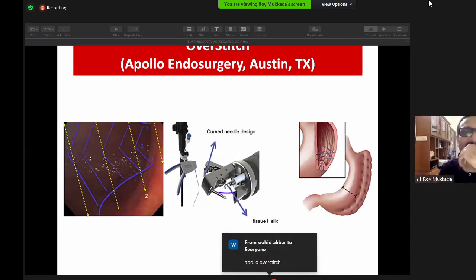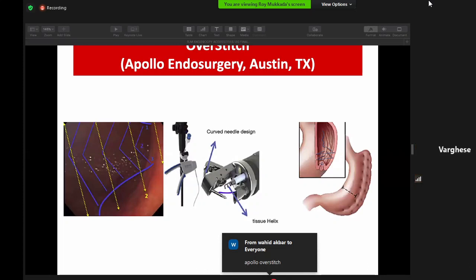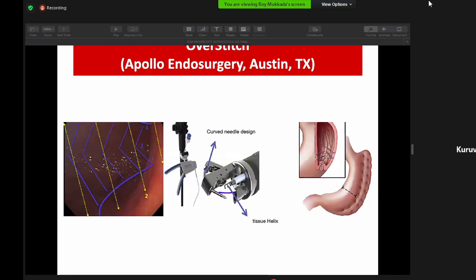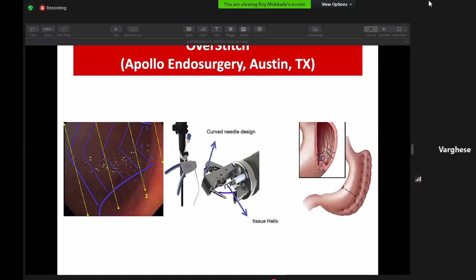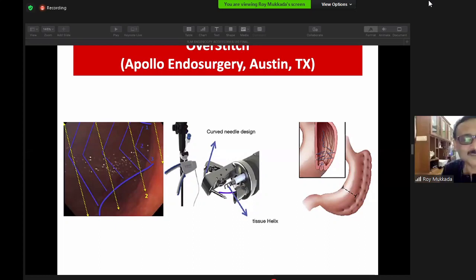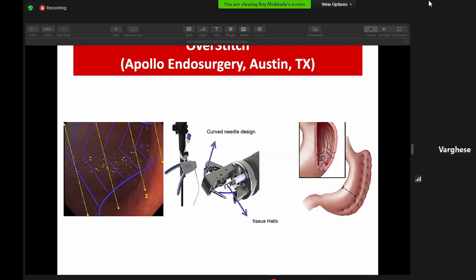You can read there. Actually, a part of it is covered by your screen. Sir, Overstitch. Okay. The upper part of it is covered. Probably you are not in slideshow mode yet. I think I'm in slideshow. Okay, maybe it's okay. Overstitch. Yeah, it's an Apollo Overstitch.